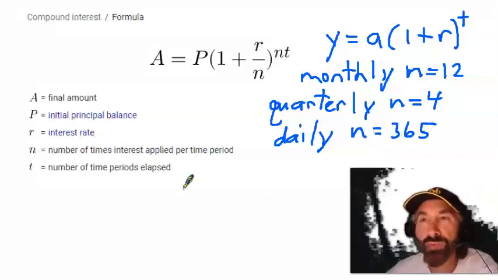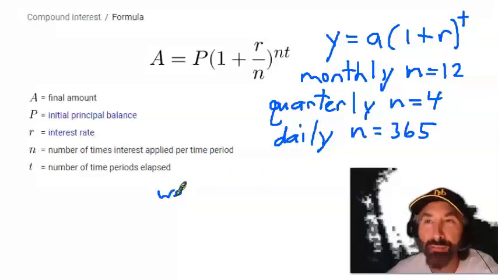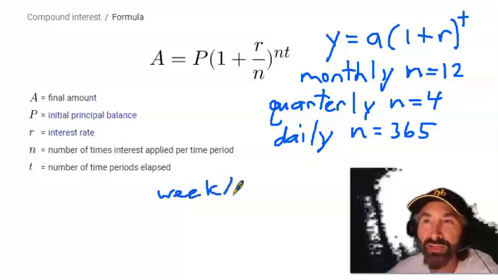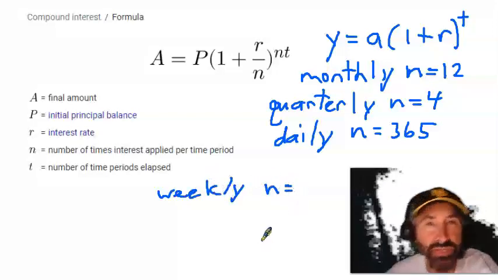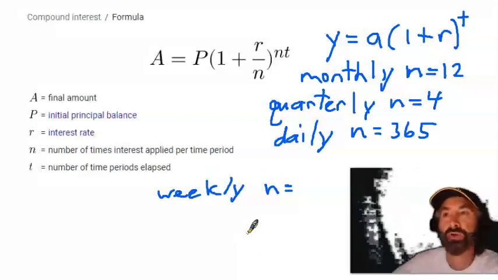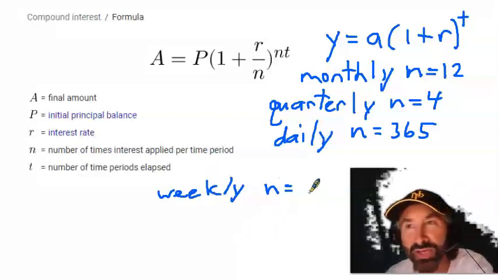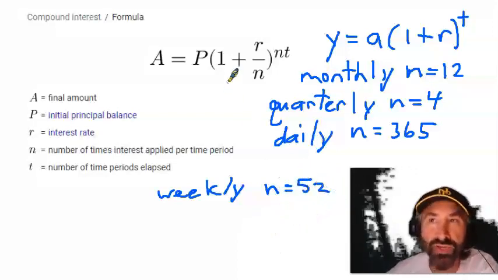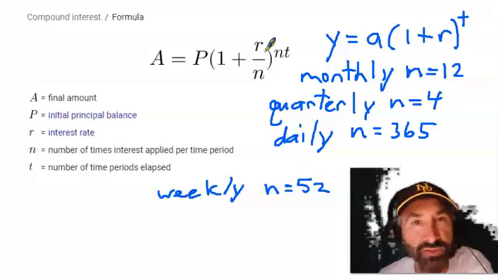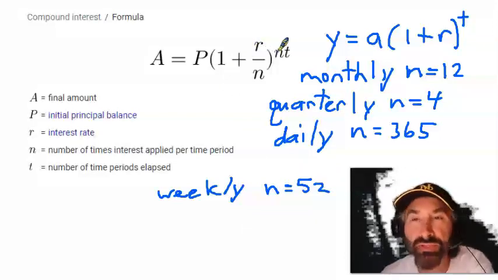What about weekly? What if we wanted to compound weekly? And I'm not saying that a lot of places do this, but I'd like you to guess what N would equal. You can pause the video and take a moment and guess. Okay, I'm hoping that you paused the video and guessed because I'm going to tell you the answer. I believe that for weekly N would be 52. In other words, we would divide the interest rate into 52 parts and compound 52 times a year.